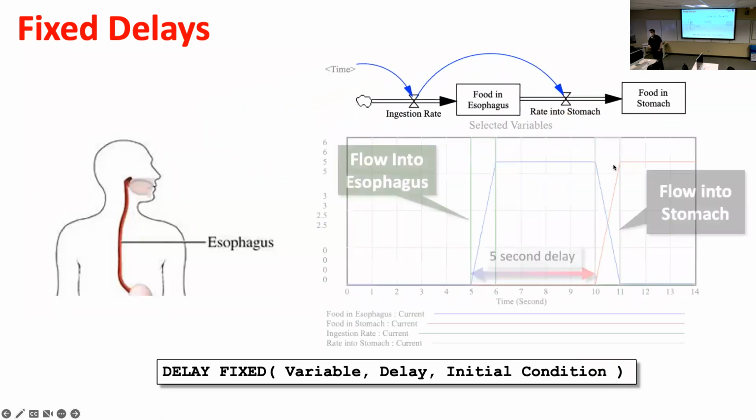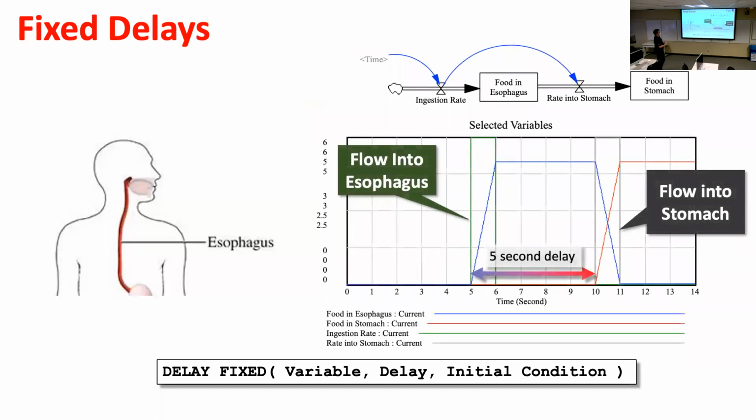And what happens with that? Well, now, if I plot these things, the green is the ingestion rate. This gray is the rate into stomach. The blue is the stock, food in esophagus. And the red is the stock, food into stomach. So what we can see is that from time 5 to 6, you can see there's kind of a ramp up of food into the esophagus. It's like a block of food that is gradually becoming more and more into the esophagus until the whole block of food is in the esophagus. And then there's no more food to add.